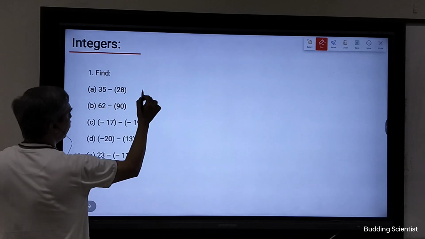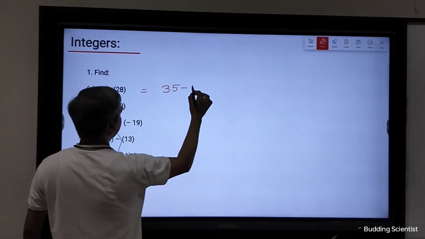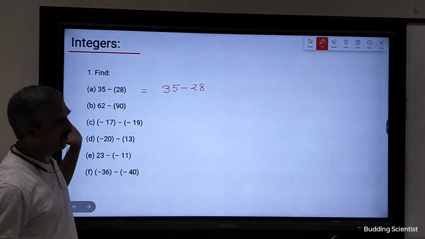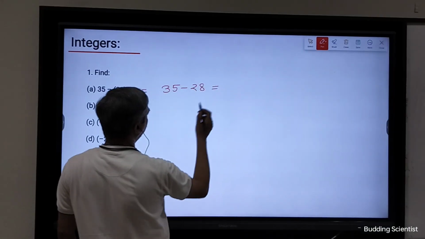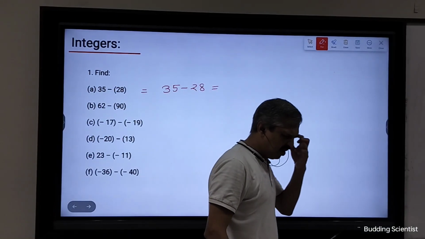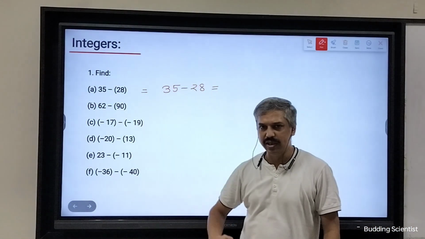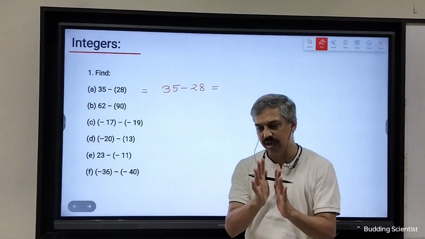35 minus 28 is equal to, I'll write 35. I'm only getting rid of the bracket here, minus 28. I did not do anything, only I got rid of the bracket. The second step, 35 minus 28. We know in this kind of problem, we are used to solving this problem. But because we are also dealing with negative integers in this chapter, I want you to know this and I want you to understand the basic.